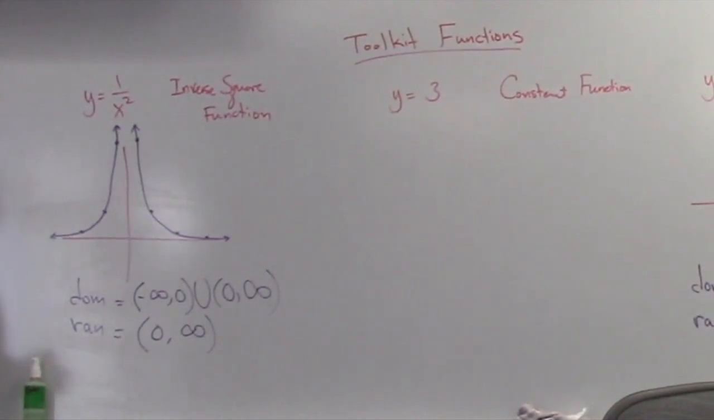If I say y equals 3, this would be an example of a constant function. It actually doesn't have to be 3. It really could be anything, but it's a little easier to work with if I have an actual number. I could have said y equals 4 or y equals 5 just as well.